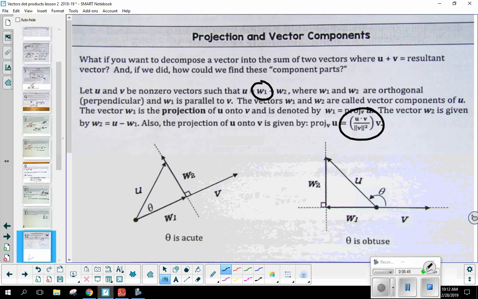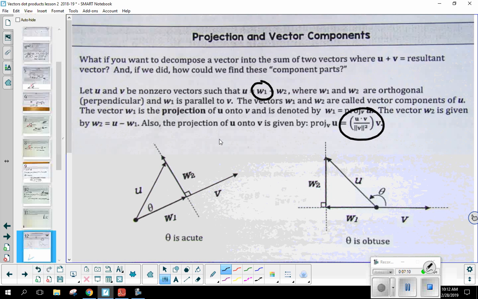And here's the formula. Very simple formula. You're going to take the dot product of the two vectors, divide that by the squared magnitude of V, and then multiply that by vector V. So this formula will result in a vector. It's going to be in component form. So let's look at this in two ways. Before we start looking at it algebraically, let's look at it graphically.